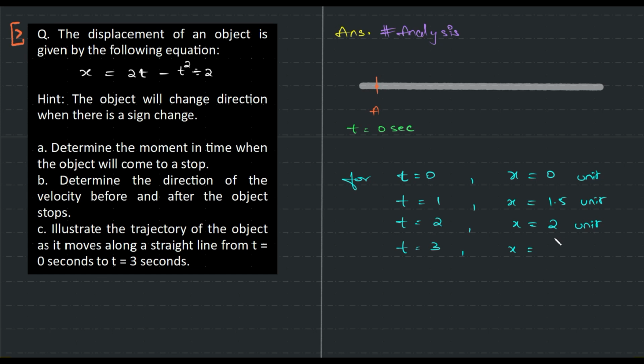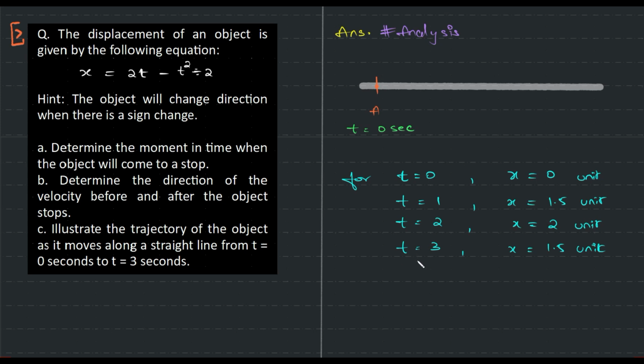So 6 minus 9 by 2, 1.5. Wait, how is that possible? 6 minus 9 by 2, 4.5. Yeah, it is. By now, we should have got a negative number. What did I do wrong? t equal to 0, this is right. t equal to 1, 2 minus half, 1.5, right? t equal to 2, 4 minus 2, 2. That's correct. Oh yeah, it's going back now. Okay, it is reduced. Correct. Perfect.